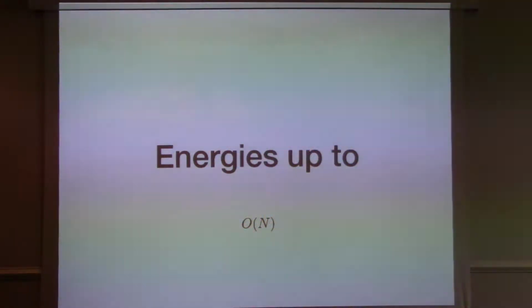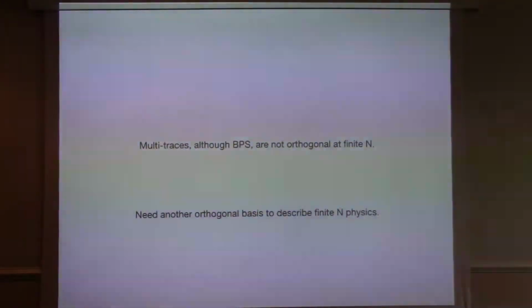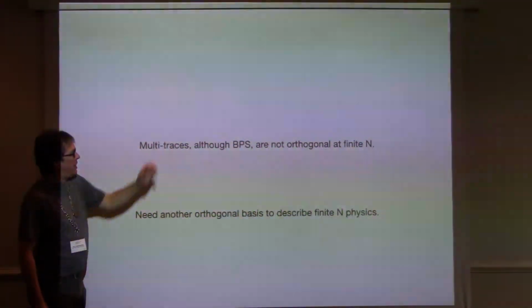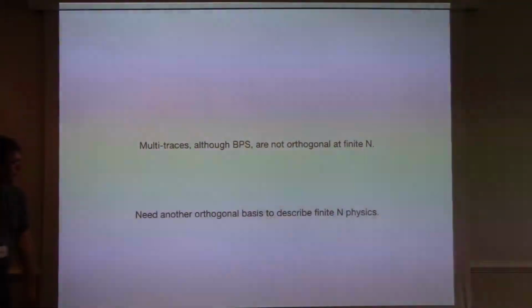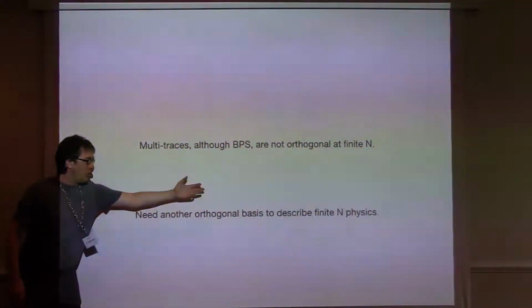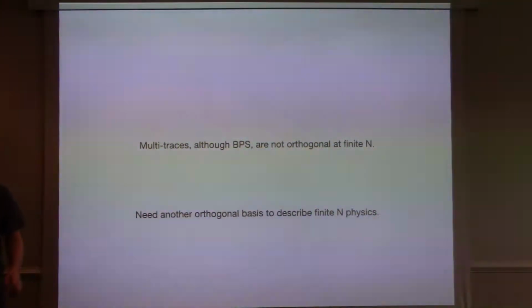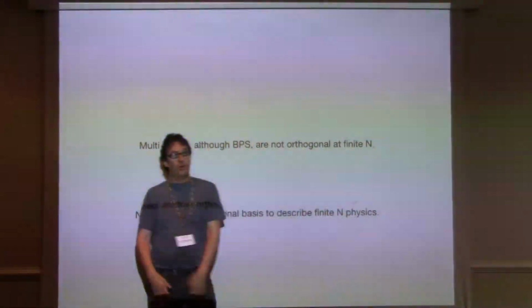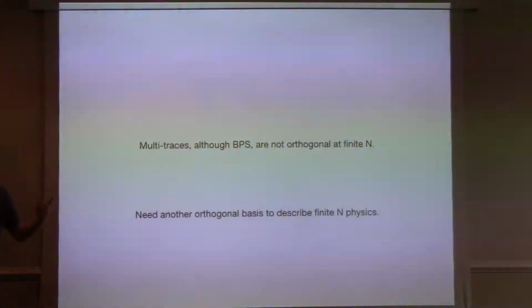Yes. So the point is, if you take multi-traces, although BPS, they're not orthogonal at finite n. So it turns out that if you want to understand physics, you have to do what Antal and Sanjay and Morley did, which is, let's find an orthogonal basis to describe the finite n physics, and then the question is, what is that? Because we need to go all the way to order n. So finite n, we're going to hit that limit, but we cannot just ignore it. So how do these dual operators fit?